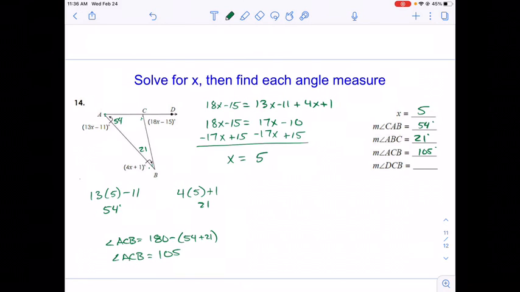And that brings us to our last one here, DCB, which is our exterior angle, so 18 times 5 minus 15. And that's going to give us, what is it, 105 here, so that's going to be 75.